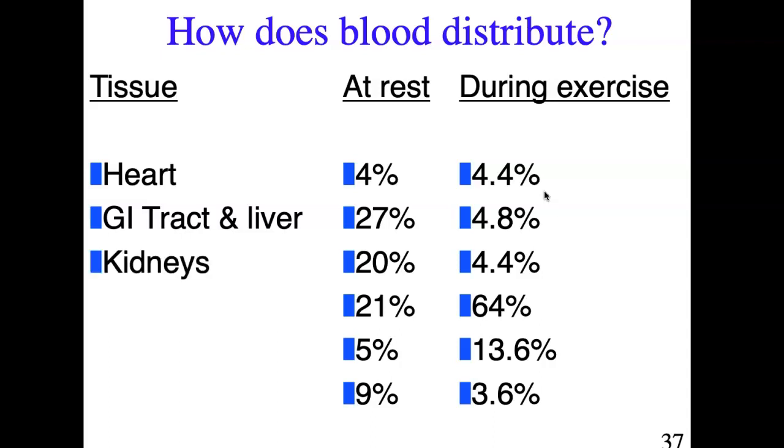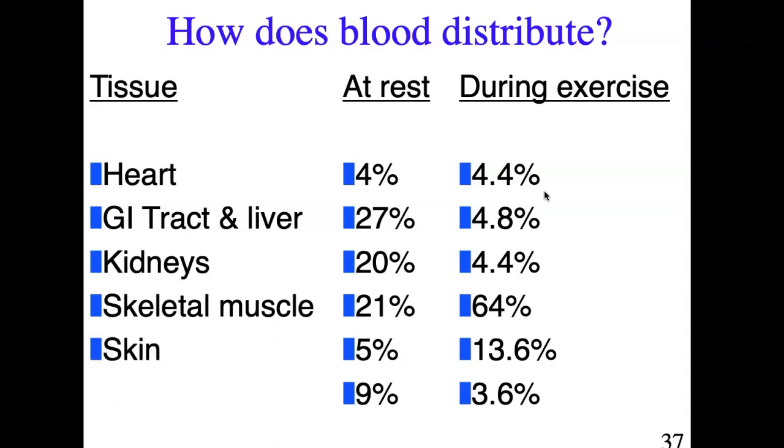Let's look at some others. The kidneys. Kidneys are used to filtering your blood, and they continue to filter. They're receiving 20% of that blood, but now again, you're out exercising. You're going to need that oxygen in the muscle. You're going to need that blood elsewhere, and it drops down to about 4.4, which is similar to the heart. Skeletal muscle. Look at this jump from 21% at rest to 64%. Get that oxygen and make ATP.